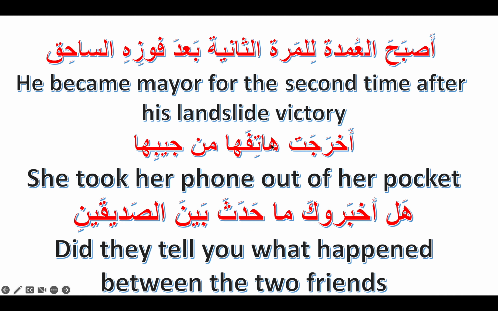So هاتف is phone. Now it's هاتفها because it's in the accusative, and this noun is in the accusative because it is the object of the verb أخرج. And so nouns in the accusative take the fatha. So it's هاتفها. من جيبها, not من جيبها, because nouns after a preposition min go into the genitive. So it's جيبها, genitive indicated by the kasra.